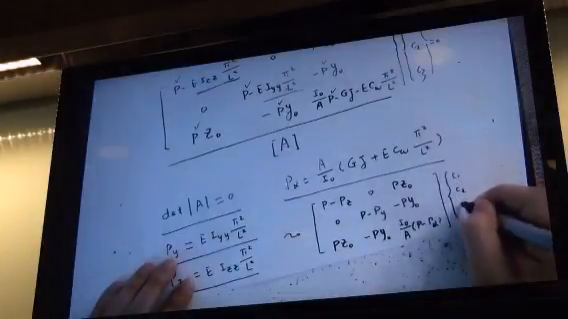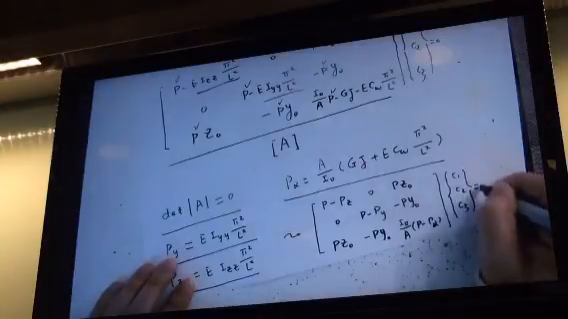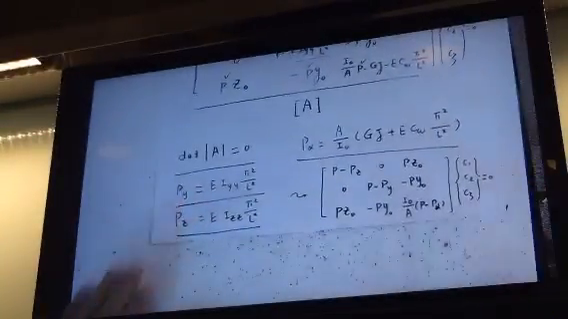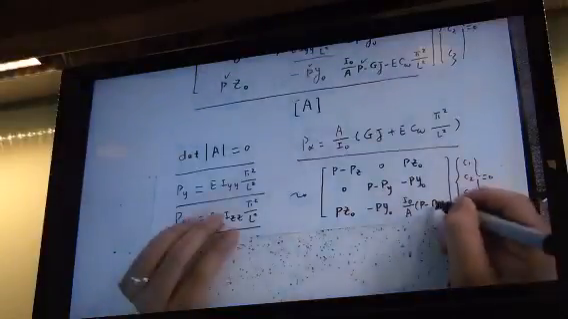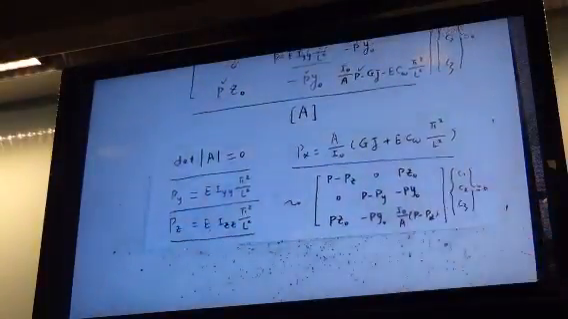C1, C2, C3. This is just by definition. With these three definitions, you can rewrite that matrix. This is P alpha. So you are going to use this matrix for your homework, and probably even the exam.